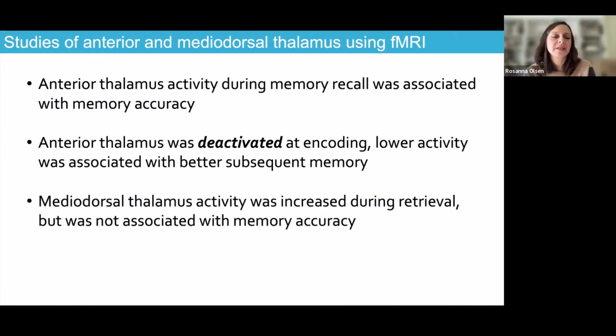And the medial dorsal nucleus of the thalamus activity was increased during memory retrieval, especially during that memory decision phase, but it was not associated with memory accuracy.